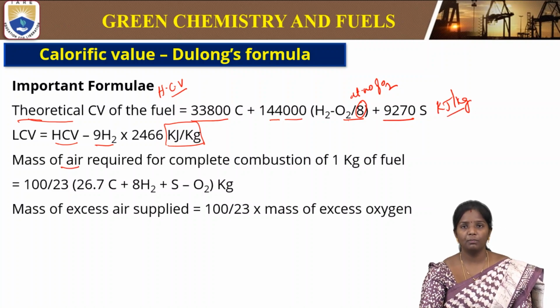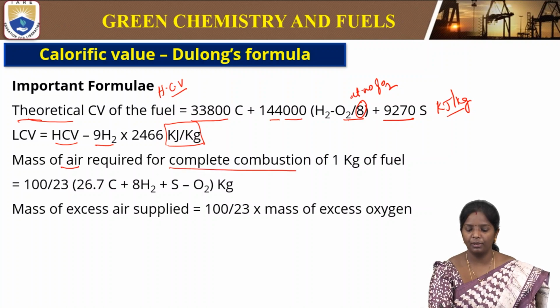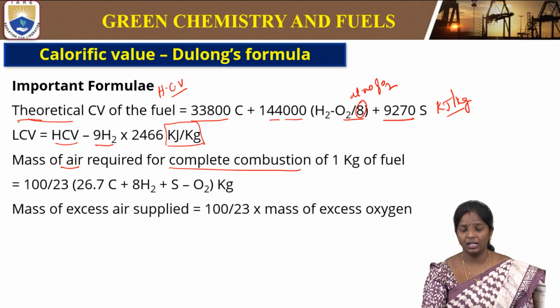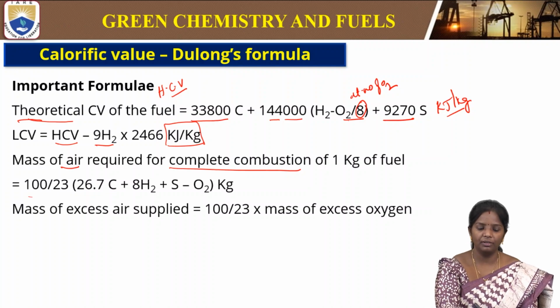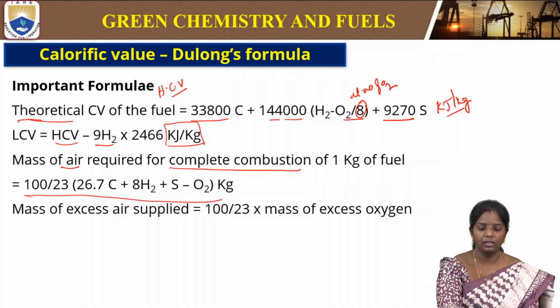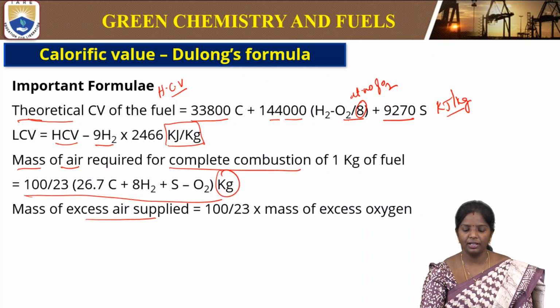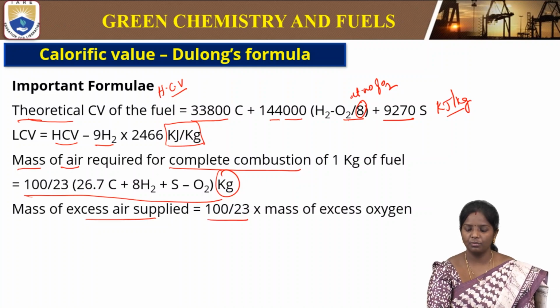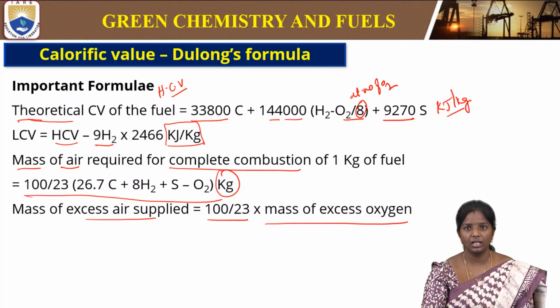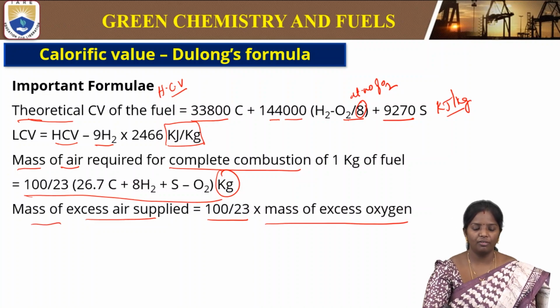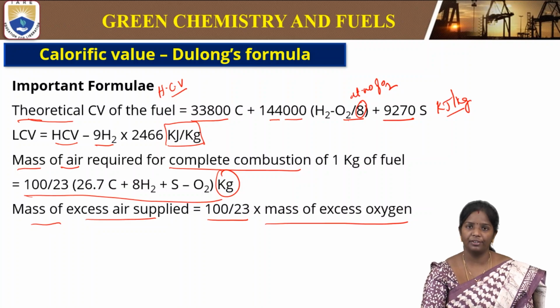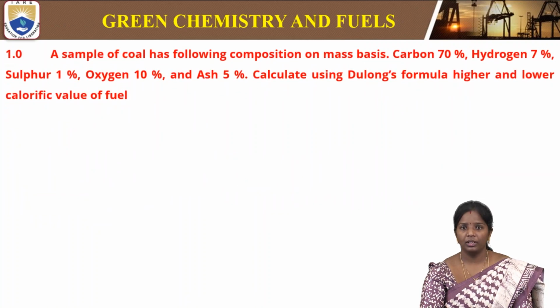Next is the formula for the mass of air required for complete combustion of 1 kg of fuel. Air is required for combustion, so how much air is required also needs to be calculated. It is only a mass, therefore only kg is given for the units. And the mass of excess air supplied is 100 by 23 into the mass of excess oxygen present. That is how we get the mass of excess air and the mass of air required for combustion. Now let us see the problems that involve the calculation of higher and lower calorific value, or the HCV and LCV.